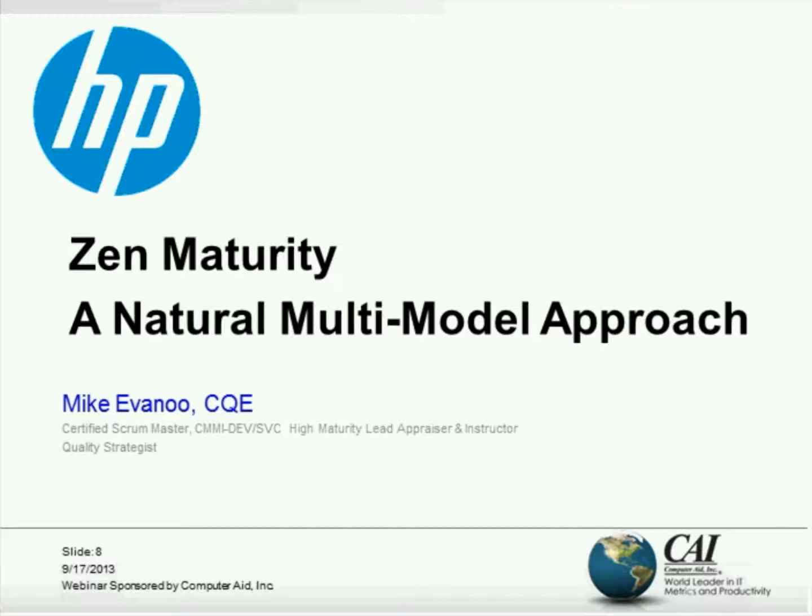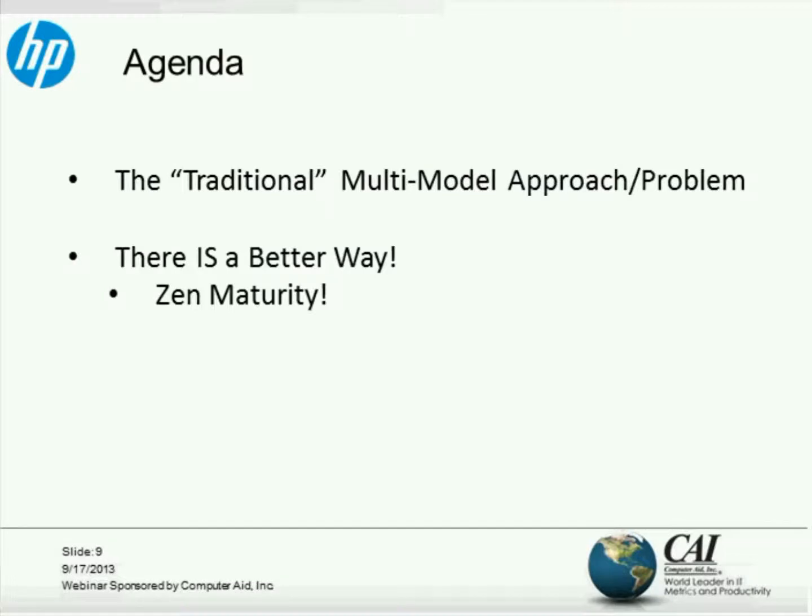And as you know, there's no silver bullet. So we won't be talking about the best way. We'll be talking about, first of all, what's the traditional multi-model approach, and what's the problem? Why is it so difficult to look at multiple standards, multiple models, multiple regulations, and apply those in an organization? And then how do you move away from that, and what's the better way, or what we're terming here the Zen Maturity approach?